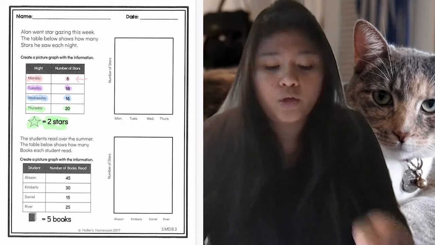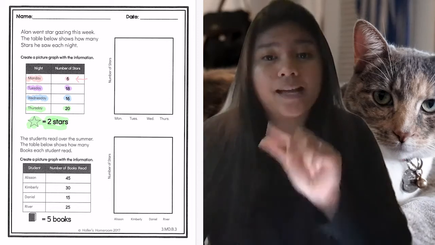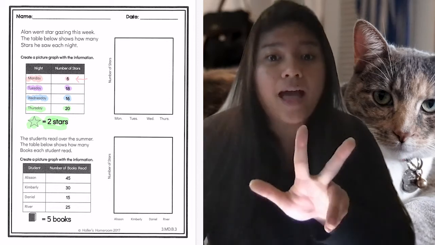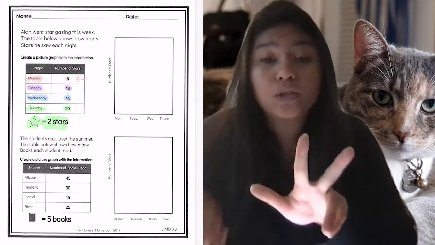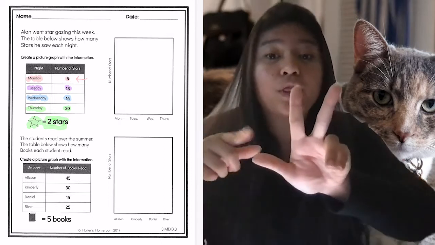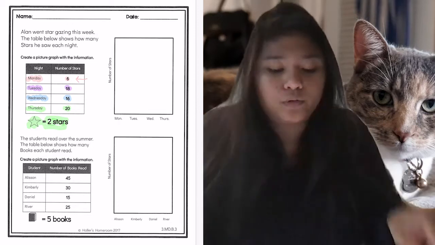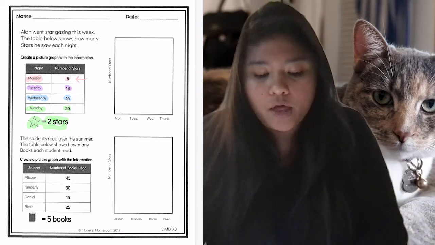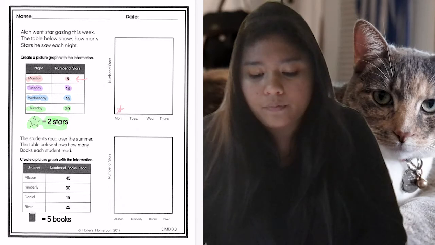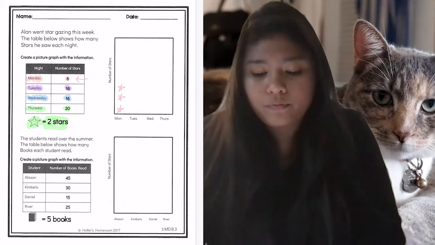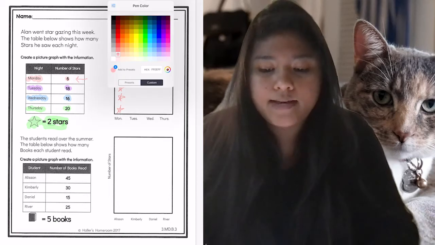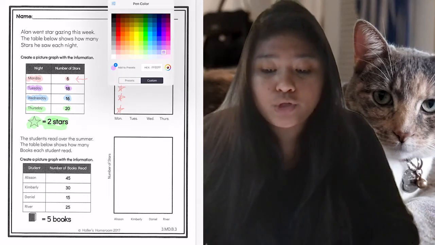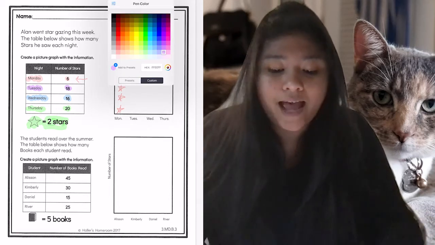Ready? 2, 4, 6. Okay, so that means that Alan saw 6 stars. So we need 3 symbols or 3 of the stars. So Miss D is going to draw for Monday 3 stars. Ready? 1, 2, 3. Good. Now let's figure out for Tuesday.